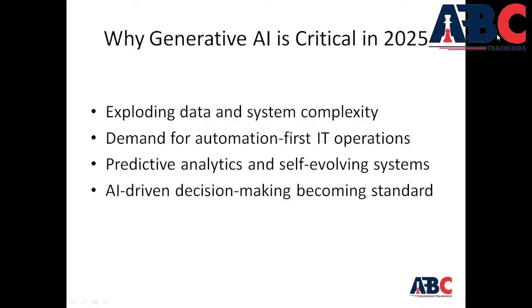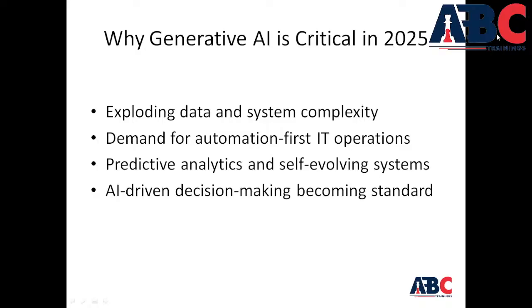Now, the next slide is about why generative AI is critical in 2025. Generative AI is critical in 2025 because the pace of digital transformation has accelerated beyond the capacity of traditional tools, requiring intelligent systems that can create, reason, and adapt in real time.